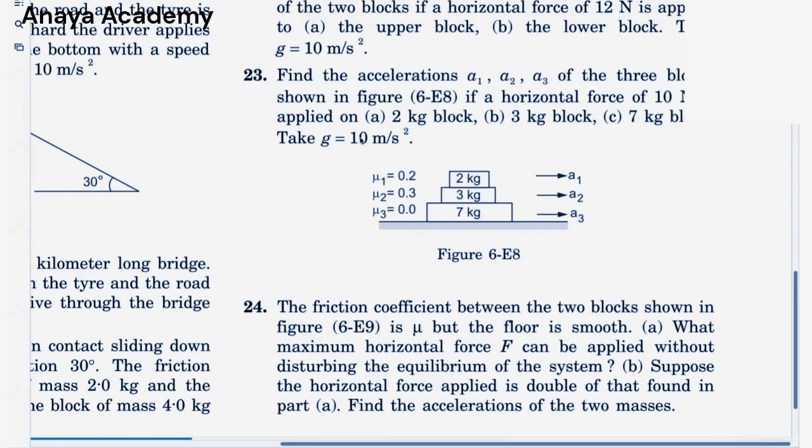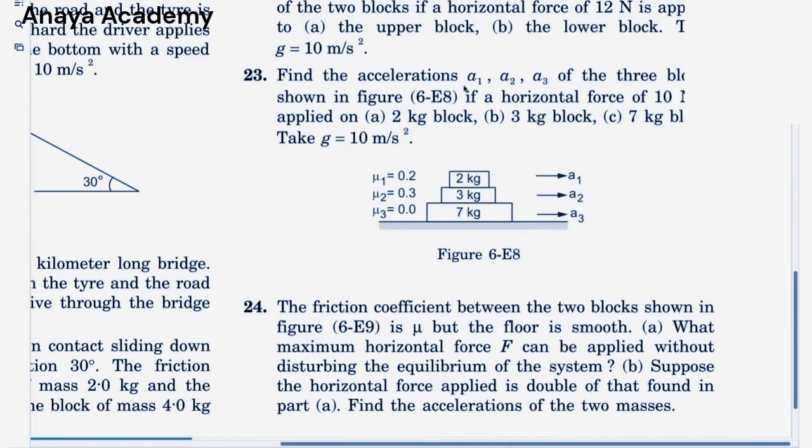See, the question is: find the accelerations A1, A2, A3 of the three blocks shown in the figure if a horizontal force of 10 Newton is applied on the 2 kilogram block, 3 kilogram block, and 7 kilogram block, and take g as 10 meter per second squared. If a 10 Newton force is first applied on the 2 kilogram block, then what would be the acceleration of all the three?